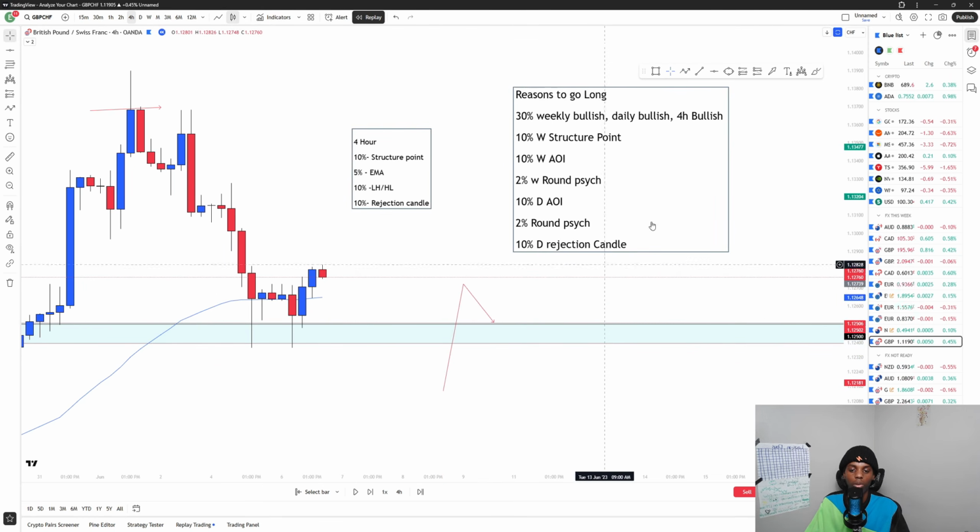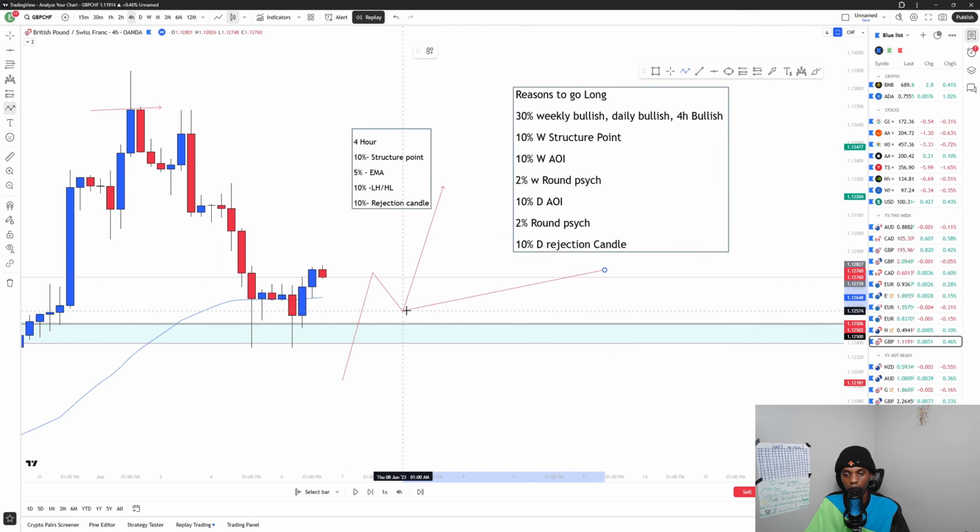I want the 4 hour pullback to be the one rejecting off of the EMA, not this move we created to the upside. Has the 4 hour created the higher low? No, 4 hour has not created the higher low. If you don't know what the higher low is, it's the beginning of this move to the upside. So this is the higher low.